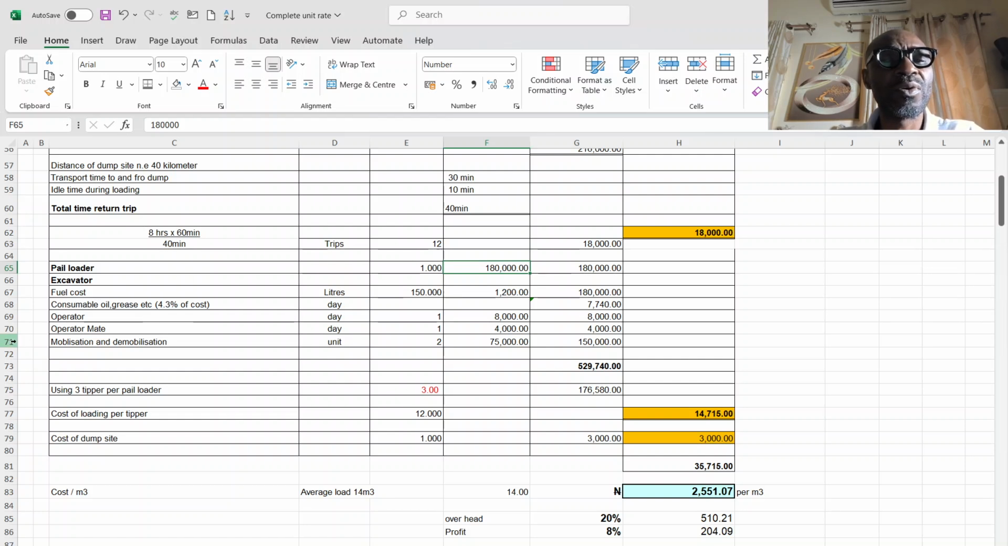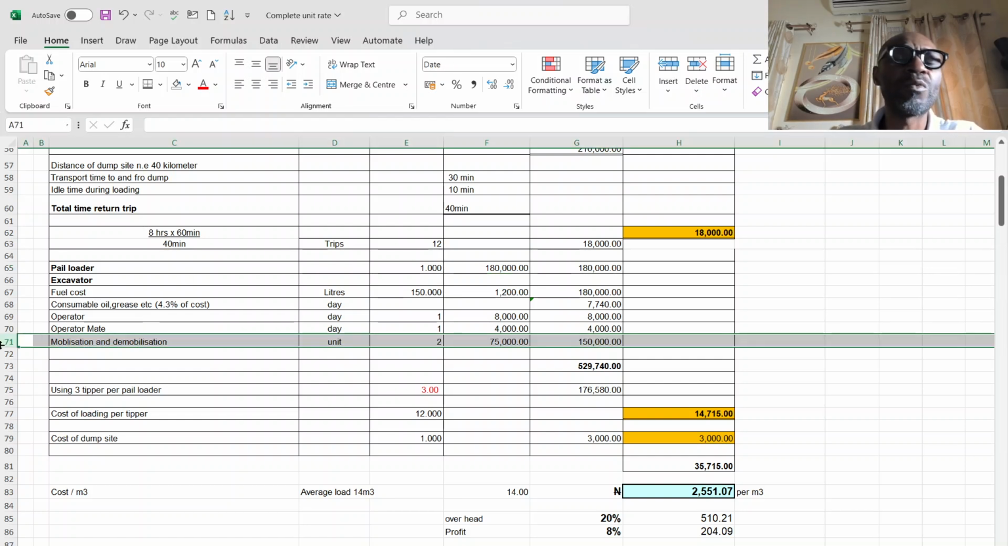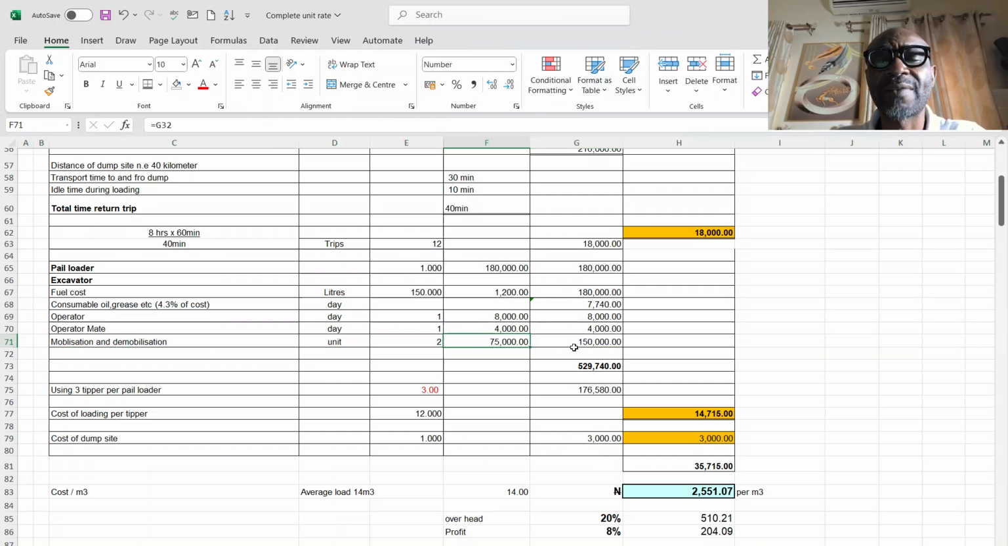Then the cost for bringing in the equipment and taking it away after completion of work has to be considered. In this instance, one trip is 75,000, the next trip is another 75,000, giving you 150,000. So the cost per day is 529,000 with some fraction.